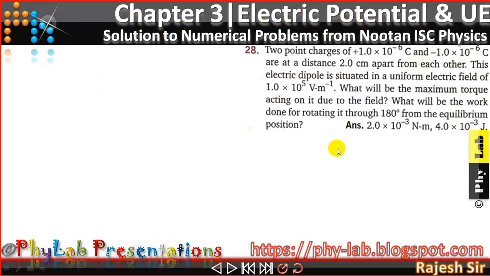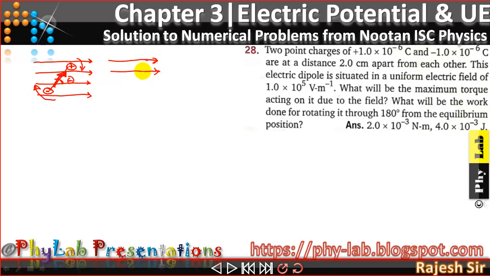Friends, let's get back to the problem. The problem says, what will be the work done for rotating the dipole through 180 degrees from the equilibrium position? Now let's suppose our electric dipole is placed in an electric field making some angle theta. In this position, friends, the electric field itself will try to rotate the dipole and will try to bring the dipole to such a position where the potential energy is minimum.